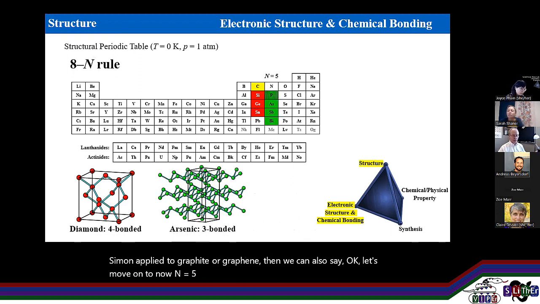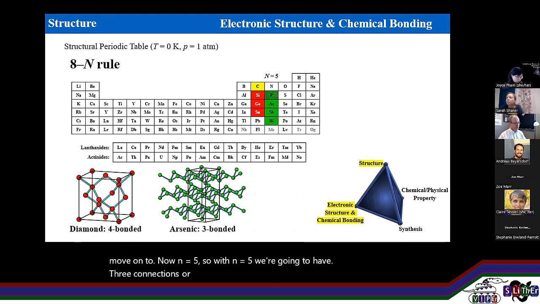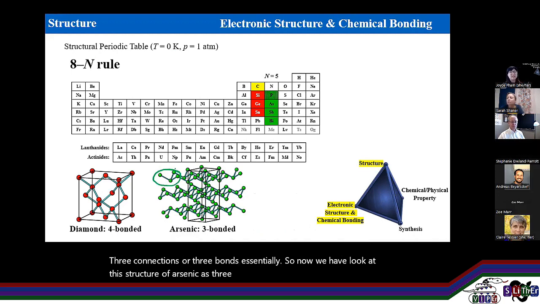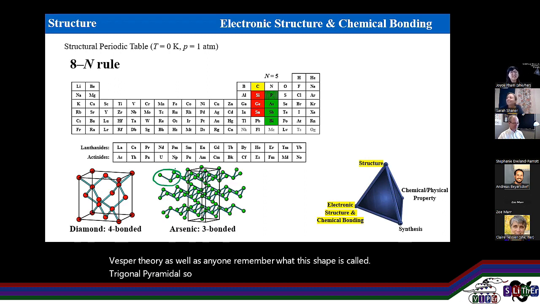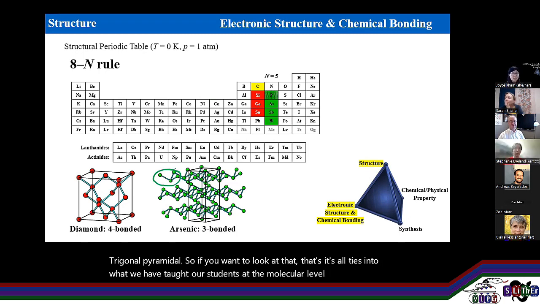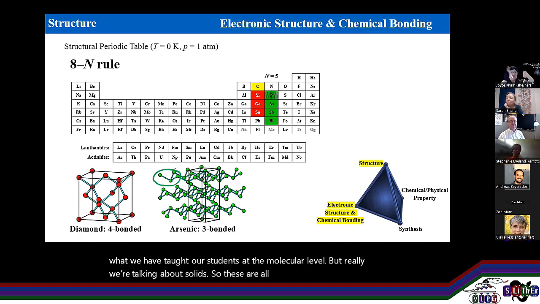So with n equals 5, we're going to have 3 connections or 3 bonds essentially. So now look at the structure of arsenic, it's 3 bonded. So we can then move into VSEPR theory as well. Does anyone remember what this shape is called? Trigonal pyramidal. So if you want to look at that, it all ties into what we have taught our students at the molecular level. But really, we're talking about solids. So these are all extended out 3-dimensionally.